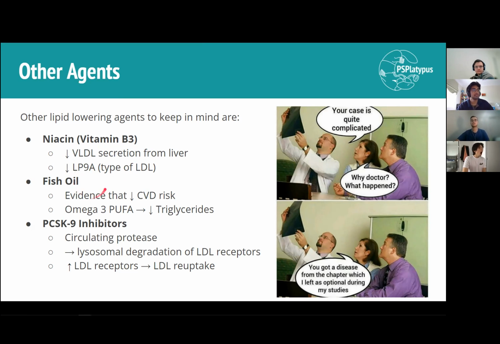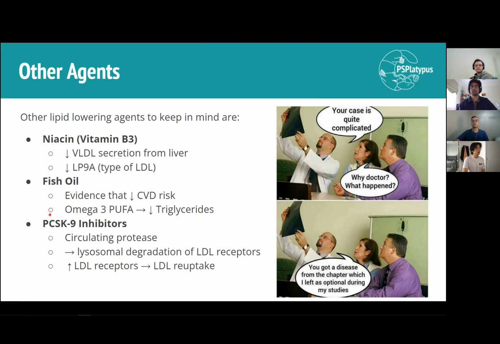Fish oil. There's some evidence that it actually decreases cardiovascular disease risk, specifically tied with the omega-3 polyunsaturated fatty acids. They've potentially been linked with lowering triglycerides, although I think the clinical evidence on that is a bit debatable. But that's another thing you want to keep in mind.